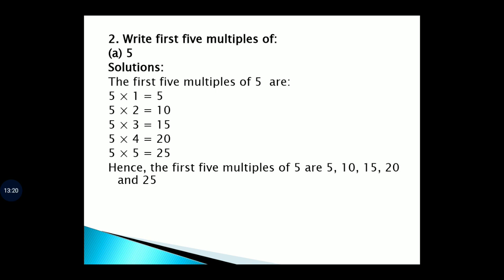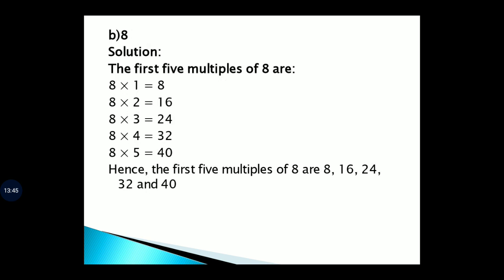The first 5 multiples of 5 are 5 into 1 is equal to 5, 5 into 2 is equal to 10, 5 into 3 is equal to 15, 5 into 4 is equal to 20 and 5 into 5 is equal to 25. Hence, the first 5 multiples of 5 are 5, 10, 15, 20 and 25.